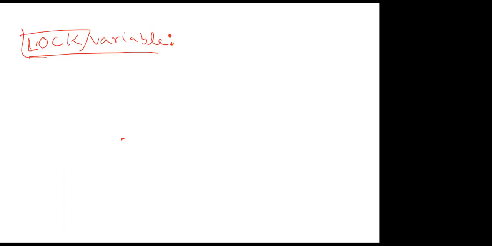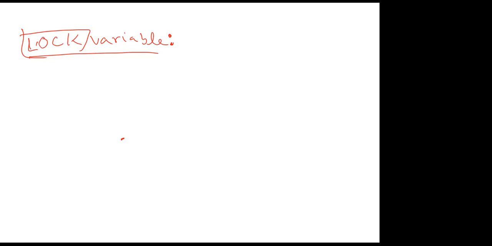Two threads cannot enter inside the critical section at the same time. This same thing applies for processes as well as threads. So now let's check how the lock variable mechanism works.